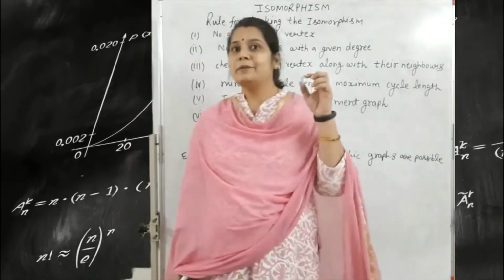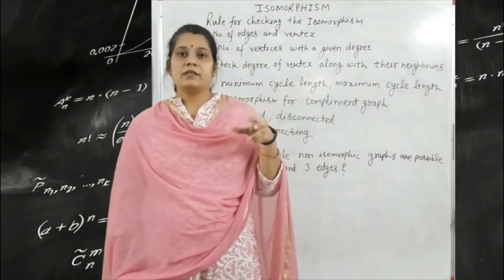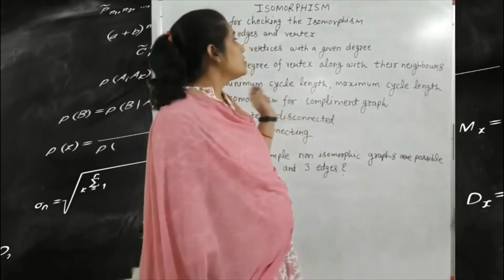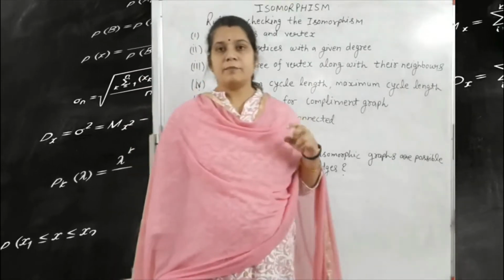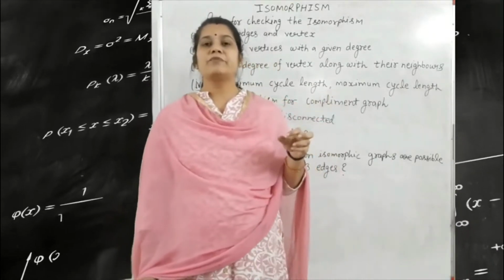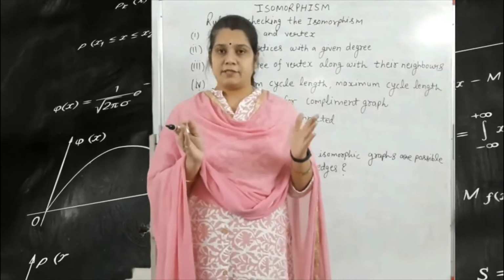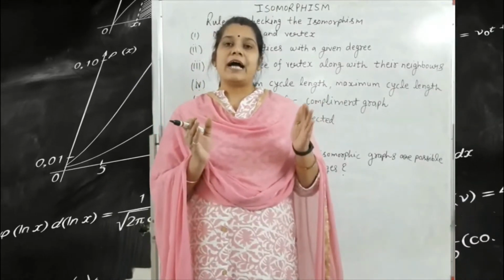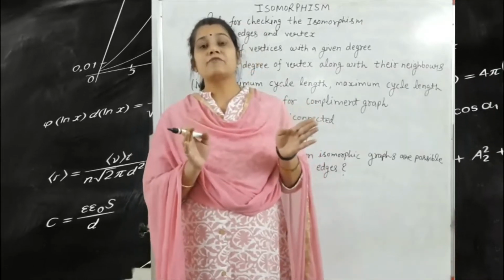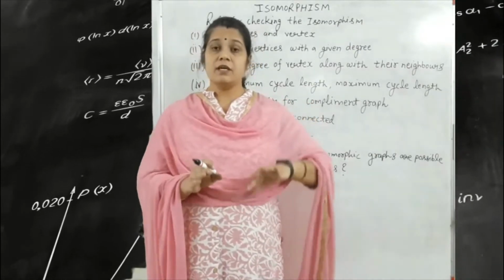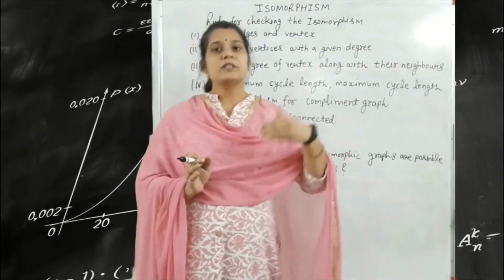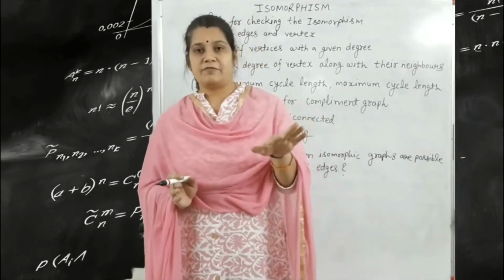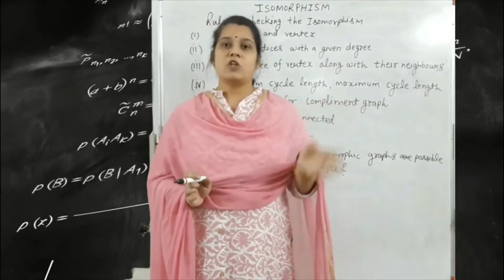Isomorphism is a very important topic in the chapter on graph theory. So what is the isomorphism? In this topic we have two graphs, for example, G1 and G2. You just identify whether both the graphs are the same or not. If all the properties of both the graphs are the same, then we can say that this is an isomorphism. Otherwise, it is not an isomorphism.